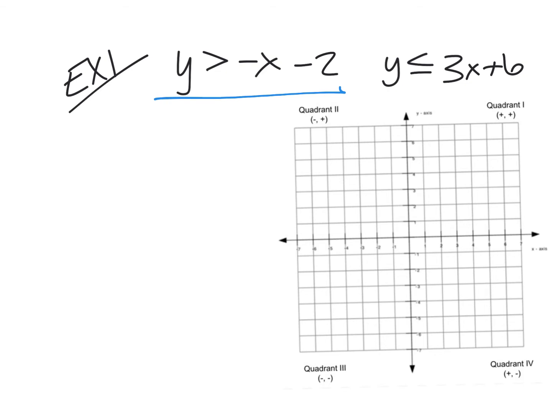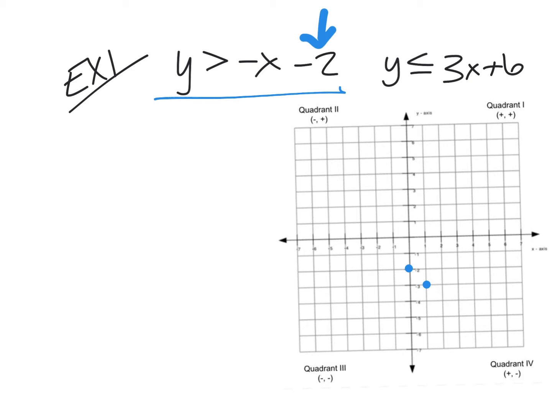Okay, so for this first equation, what is my y-intercept? Negative 2, so I'm going to go down to 2 and put a dot. And then what's my slope? Right in front of the x. Negative 1. So I go down 1 over 1. Okay? And then we connect this.